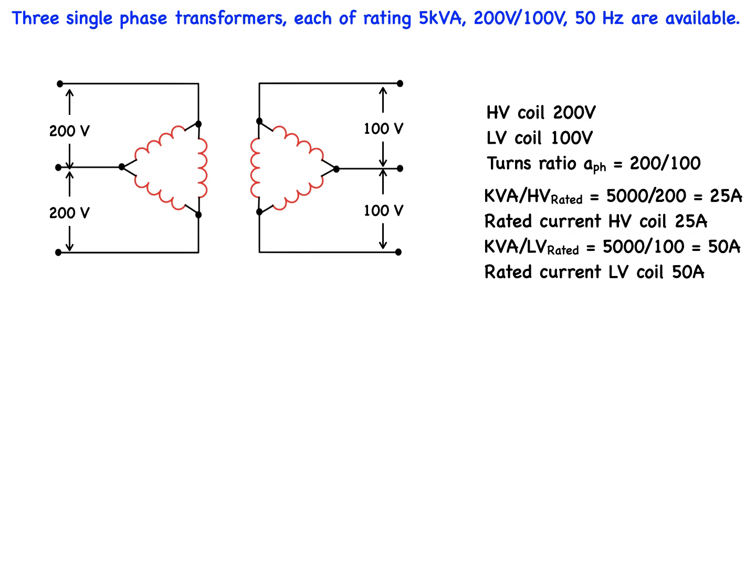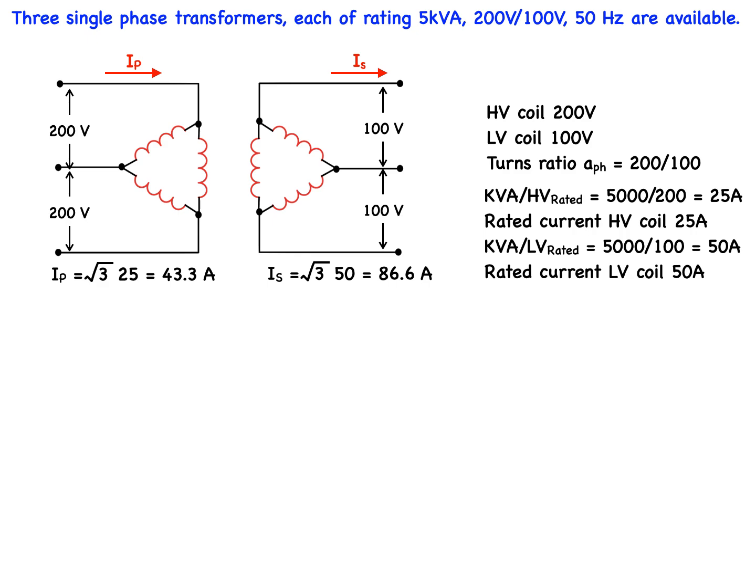Since the coil current has to be at rated value, the line current on the low voltage side is equal to the square root of 3 times 50, which equals 86.6 amps. And the line current on the high voltage side is equal to the square root of 3 times 25, which is equal to 43.3 amps.